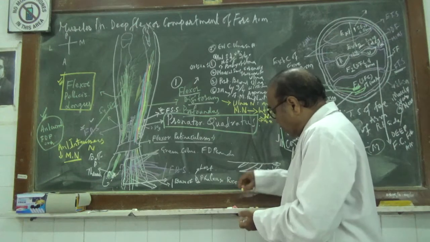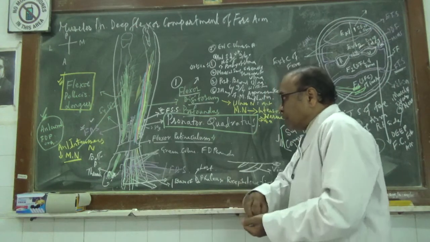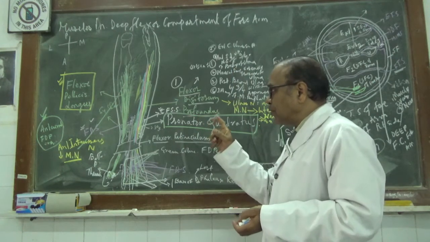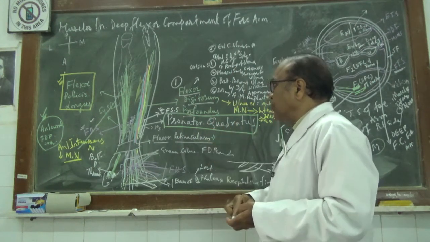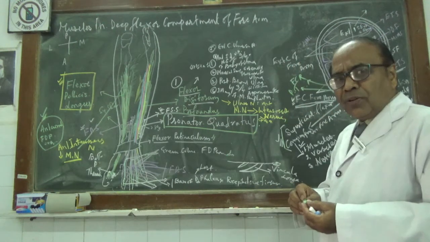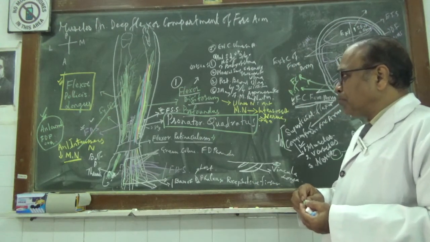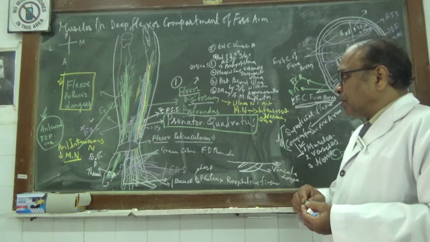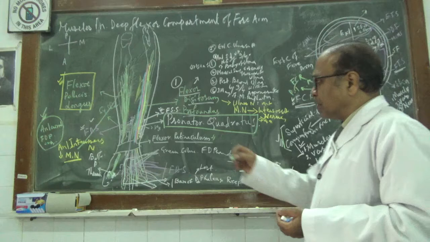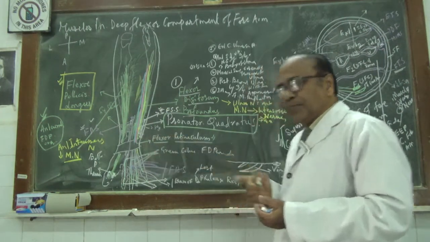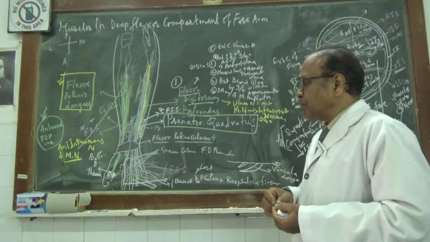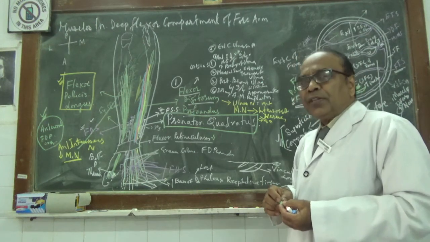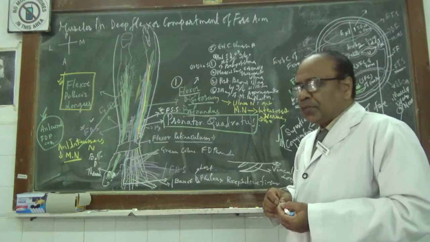Relation of the pronator quadratus. So we have reached up till the anterior relation of the pronator quadratus, which is the common synovial sheath for flexor digitorum superficialis and flexor digitorum profundus in a common sheath, and the flexor carpi ulnaris with the sheath of flexor carpi ulnaris.